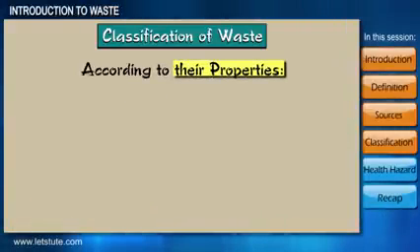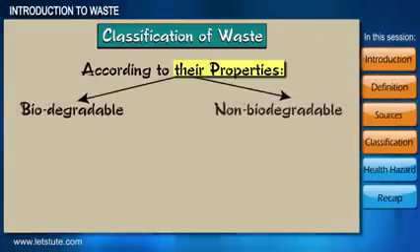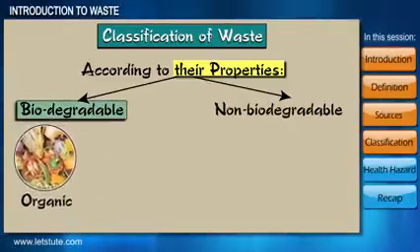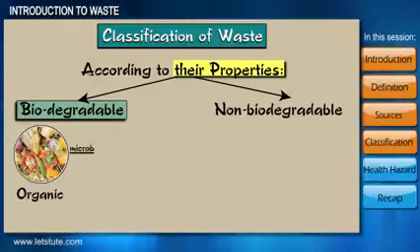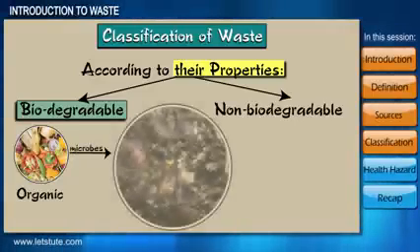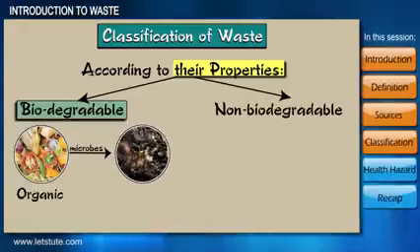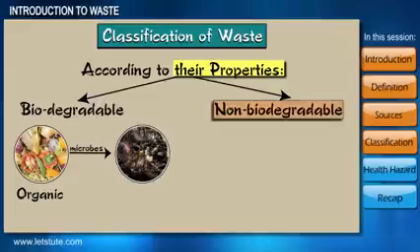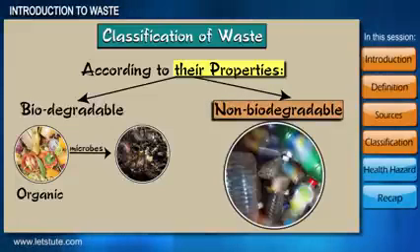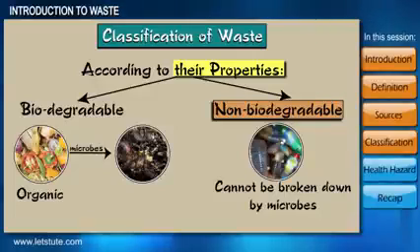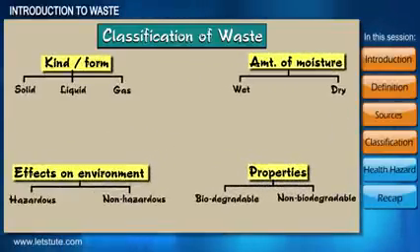According to their properties, waste can be classified as biodegradable and non-biodegradable. Waste that is organic, the kind which can be easily broken down by the action of microorganisms over time, is called biodegradable waste. Whereas non-degradable wastes are the ones which cannot be broken down by microorganisms and will remain on the earth for years until we properly manage them. So friends, here we saw the various ways by which we can classify the waste.